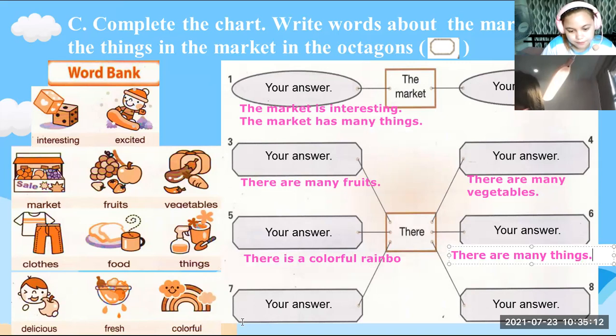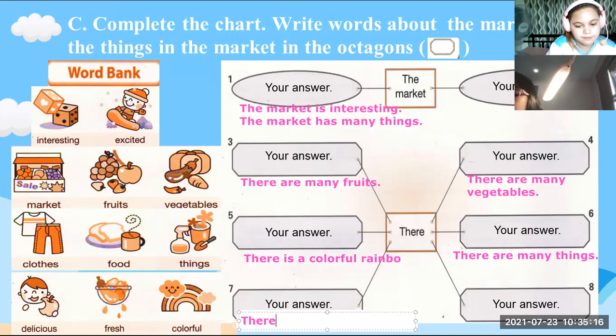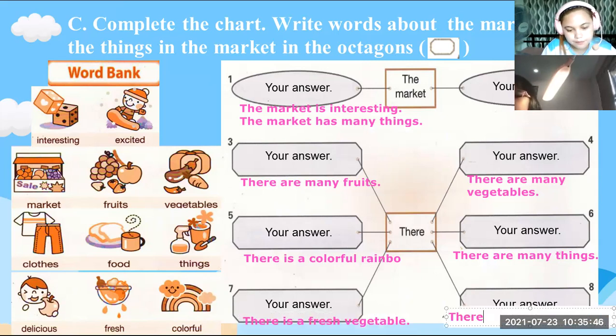Okay, next one. There is a fresh vegetable. Ah, very good. Okay, last one. There is a colorful rainbow. Oh, we're finishing that. There is a market.